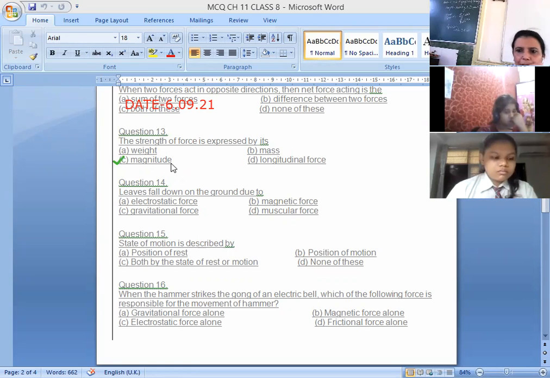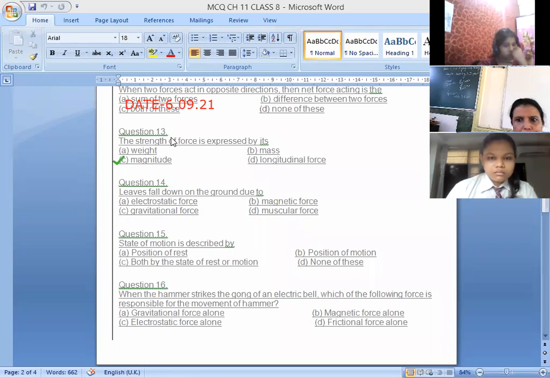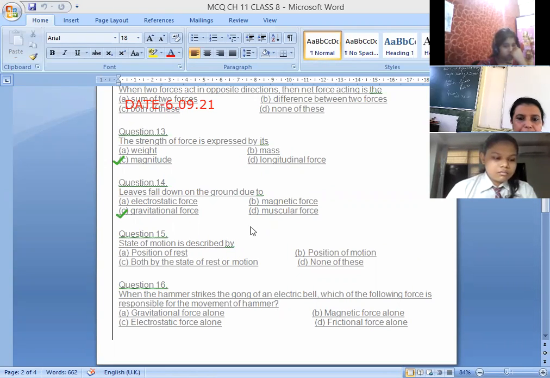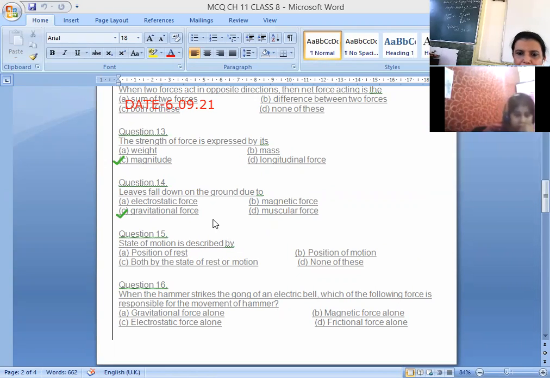Things fall down on the ground due to which force? Electrostatic, gravitational force. Yes, it is gravitation. Because the earth has a special attraction, a special force by which it attracts.